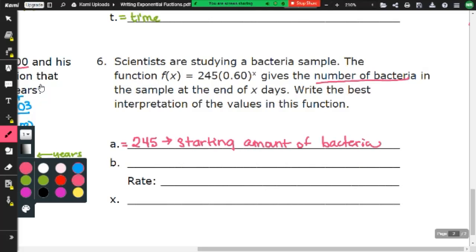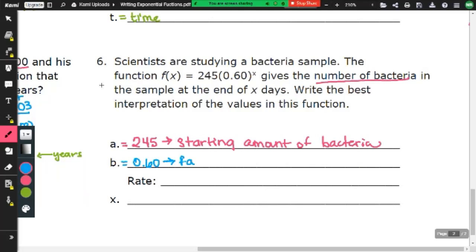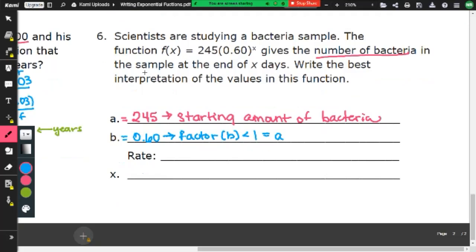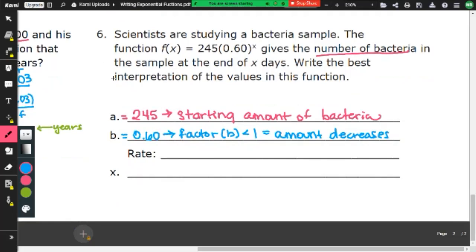B, what is my factor? 0.60. That means my factor, is my factor greater or less than 1? My B value is less than 1. And because my B value is less than 1, what is happening to the bacteria? The amount decreases, or the balance decreases. The amount decreases. Good.